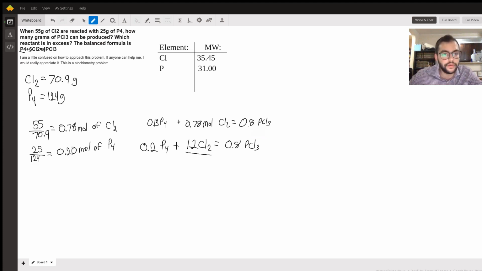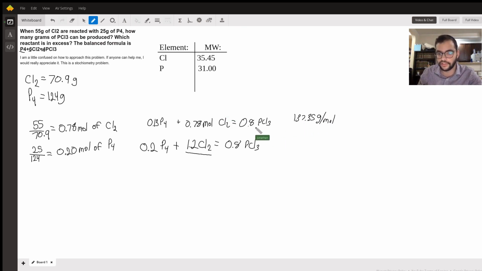Okay, so now we can figure out how many grams of PCl3 by doing the reverse. We take the weight of PCl3. We know 1 P is 31 and Cl is 35.45 for each of them. So 35.45 times 3 is 106.35, plus 31 gets us to 137.35. So that's 137.35 grams per mole. If you had 1 mole, you would have 137.35 grams.